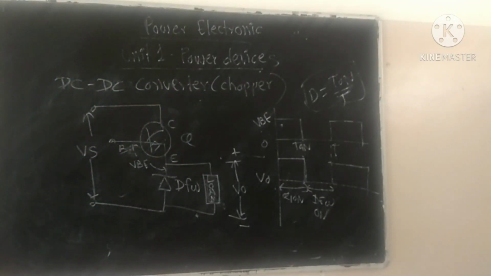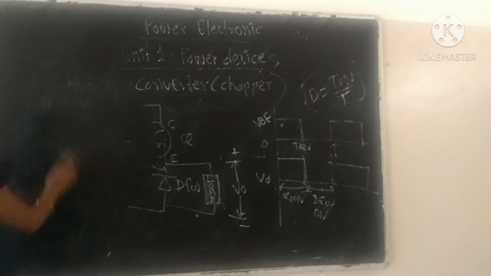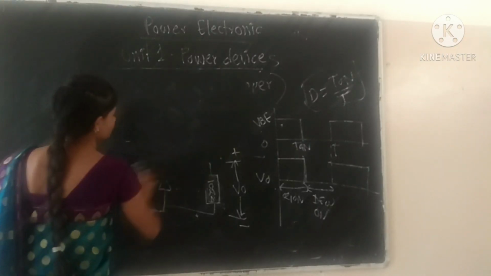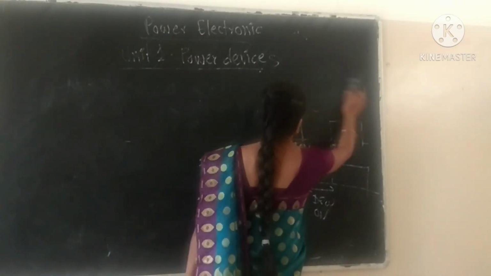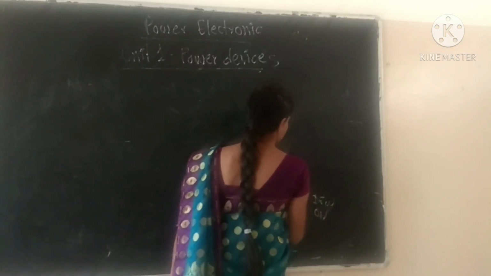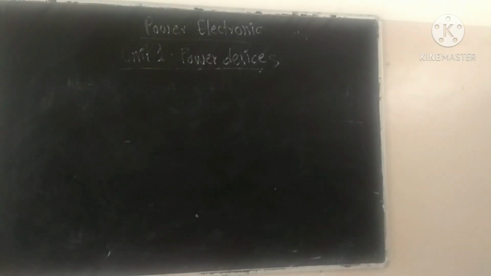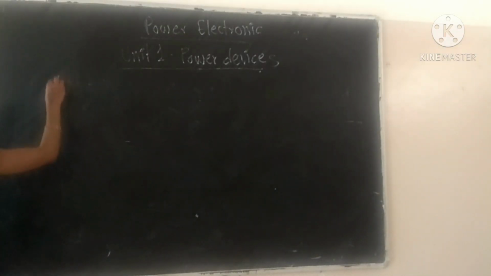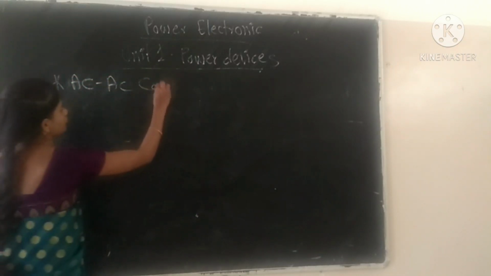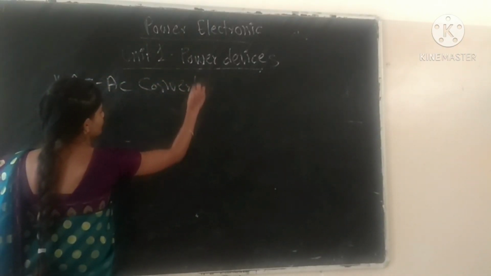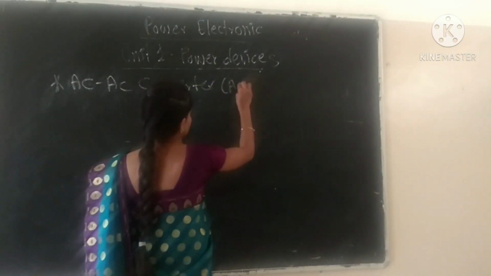This is for the chopper. Then we see the AC to AC converter. The AC to AC converter is also called the AC voltage regulator.